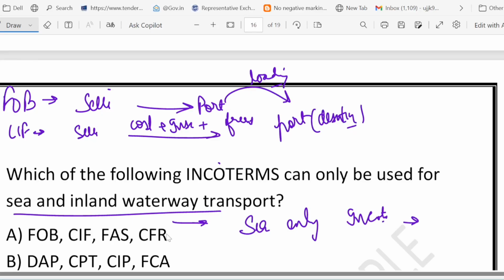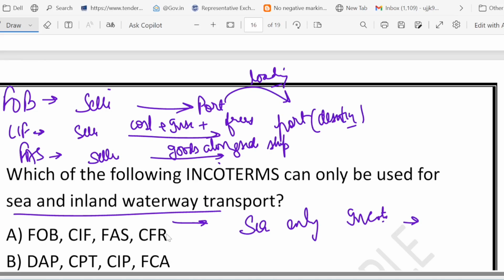So up to destination port, seller covers all these three. Third, we have FAS, which is called free alongside ship. So seller places goods alongside the ship at the port. Goods alongside the ship.